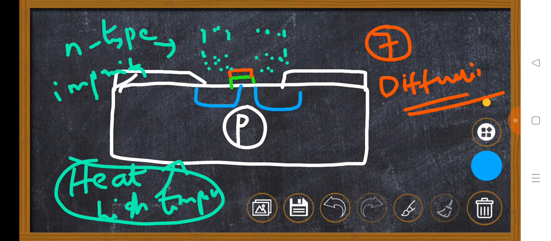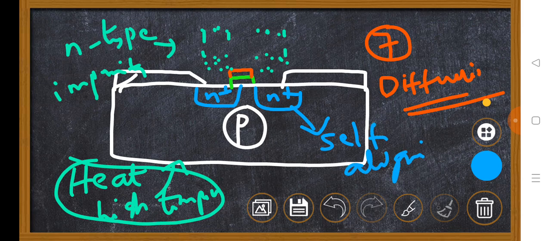Are you clear? Don't forget, the doping concentration should be very high. Since they align in this fashion automatically, it is known as the self-aligning process. What is the process name? Self-aligning process. Are you clear, all of you? That means the structure looks like this.